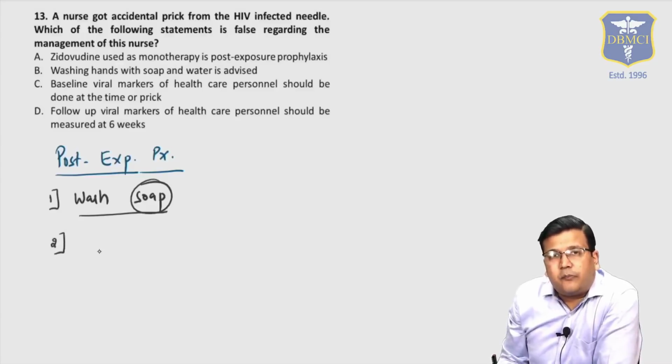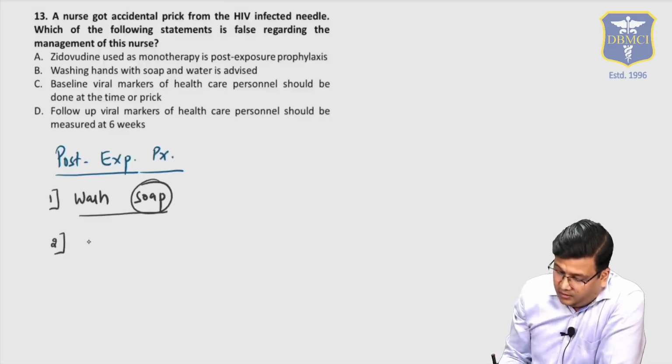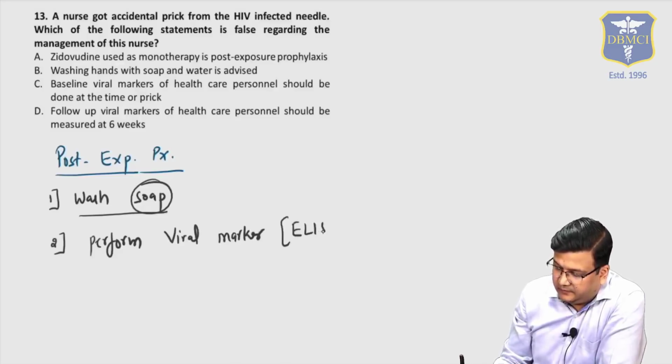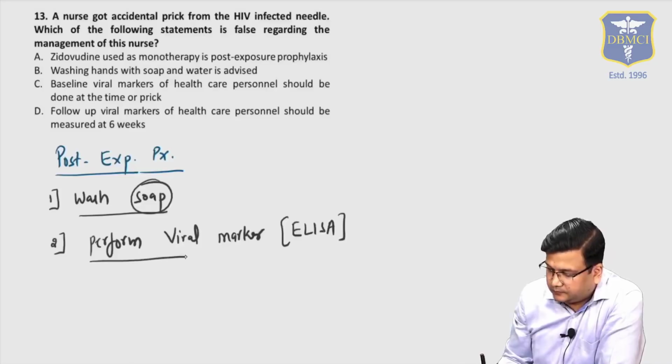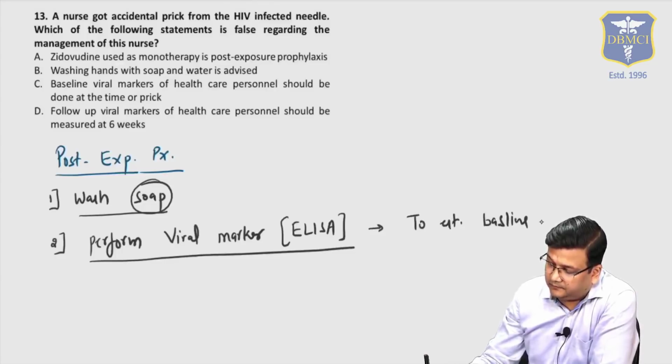Patient comes to the NACO center or wherever the testing of HIV and dispensation of drug is given. Perform viral or HIV markers. Basically ELISA or rapid test is done. Why is this done? To establish baseline status.